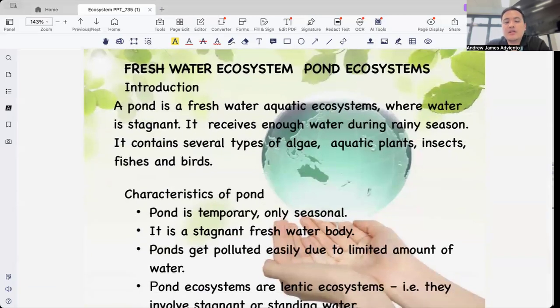Okay, so freshwater ecosystem. These are characterized by low salt concentration and support species like fish, amphibians, aquatic plants, and insects. The water movement, the light penetration, and oxygen content vary from one zone to another.